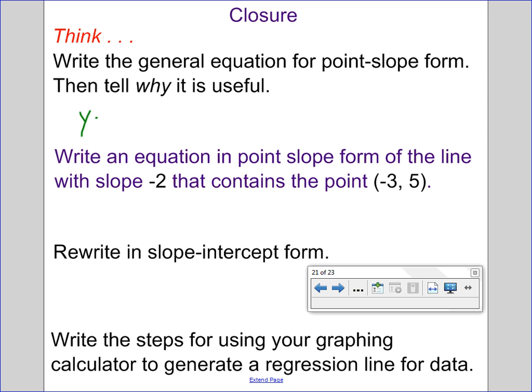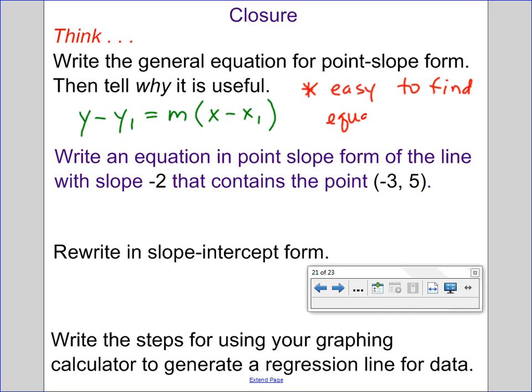y minus y1 equals... Good, thank you. And why is this form useful? Well, it's the easiest way to generate a linear equation. So it's easy to find the equation of a line when I use point slope form.